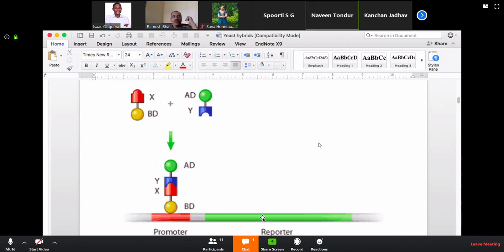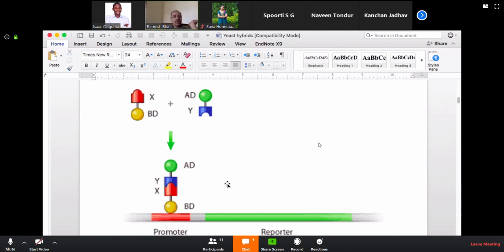So if there is Gus expression, what is the meaning of it? A and B are interacting. So therefore, there is a formation of the complete transcription factor, and therefore there is expression of the Gus gene. So each time, whether there is interaction or not is decided by looking at a reporter gene. If the reporter gene expresses, then you say that the two partners are interacting. If the Gus is not expressing, then we say that the two partners are not interacting.